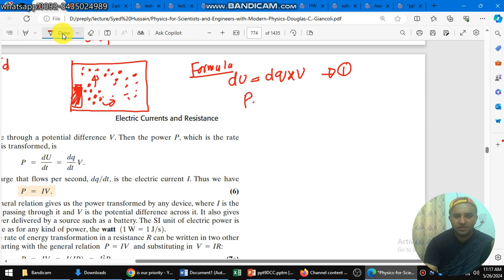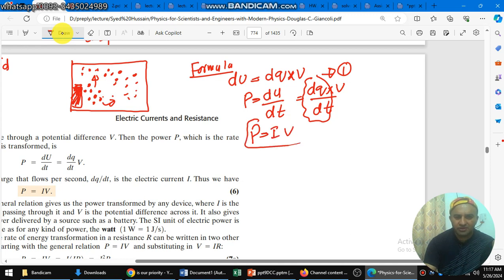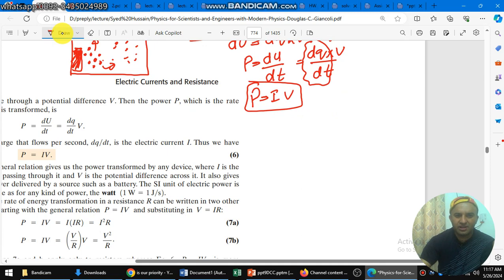So the power is defined as energy per unit time. So dU can be replaced by dQ times V over dt. So this dQ over dt is basically the current I. So P is equal to I times V. So this is another formula for power. P is equal to IV or VI.